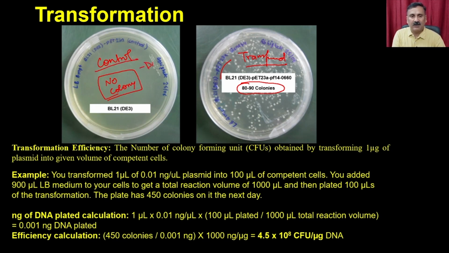So this is without DNA, and this one has plus DNA. Now, using this number, how many colonies you got, you can calculate the transformation efficiency.